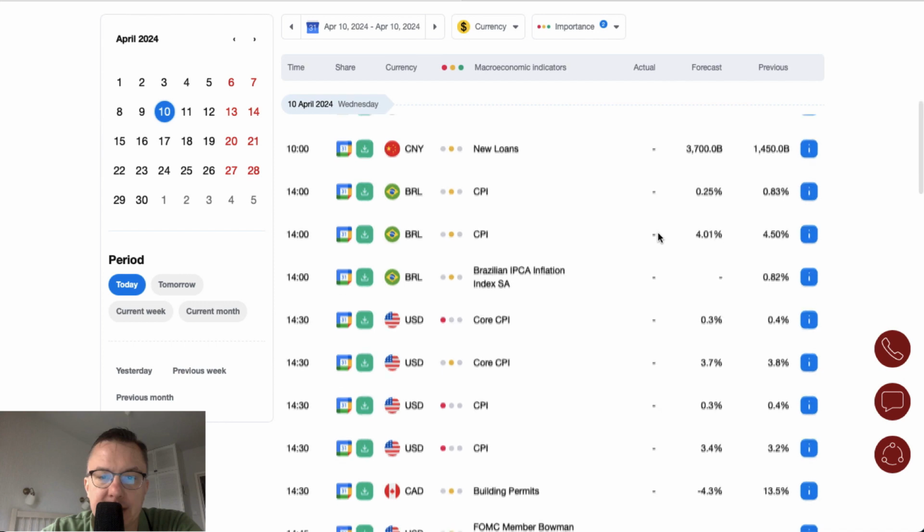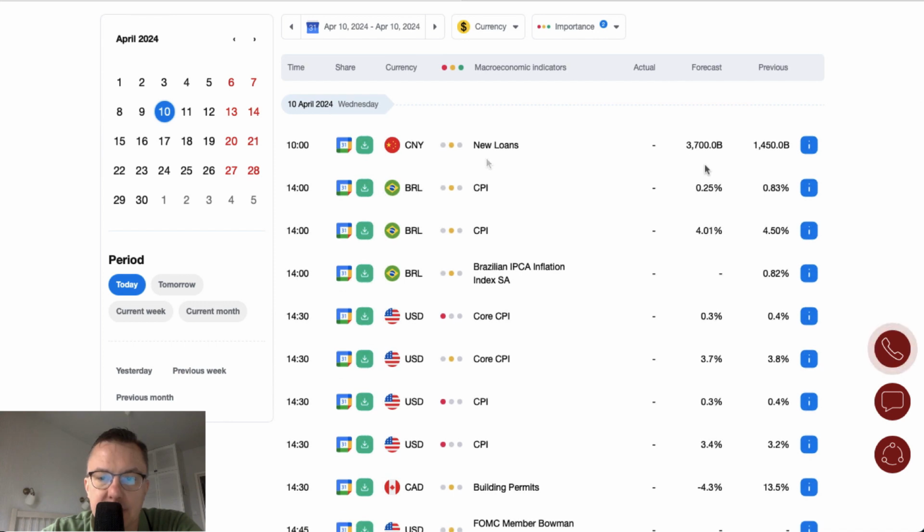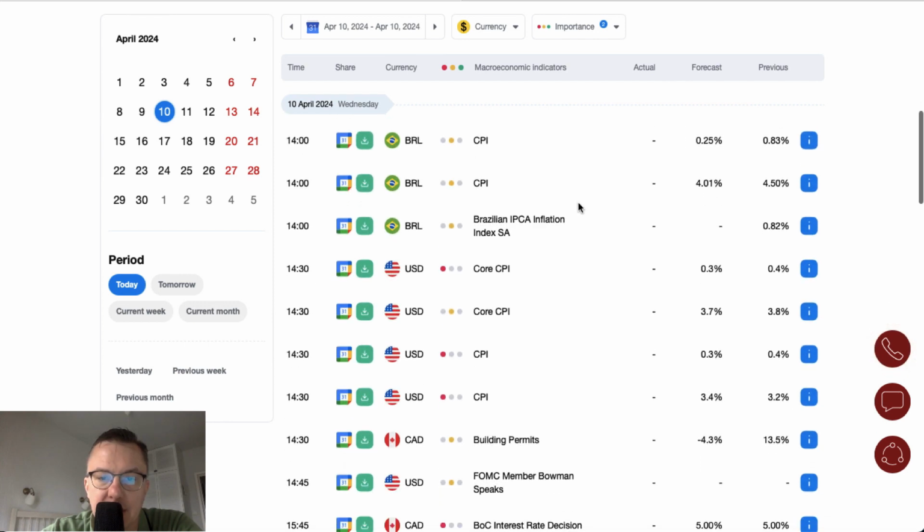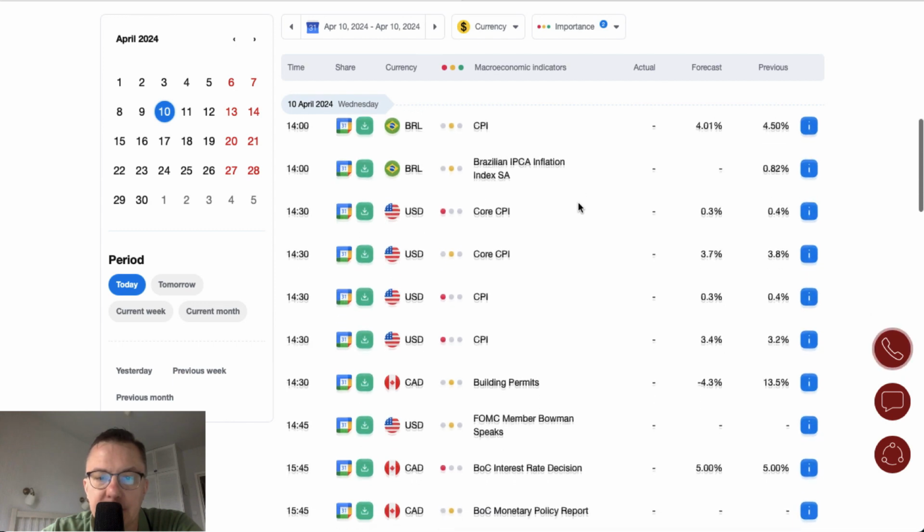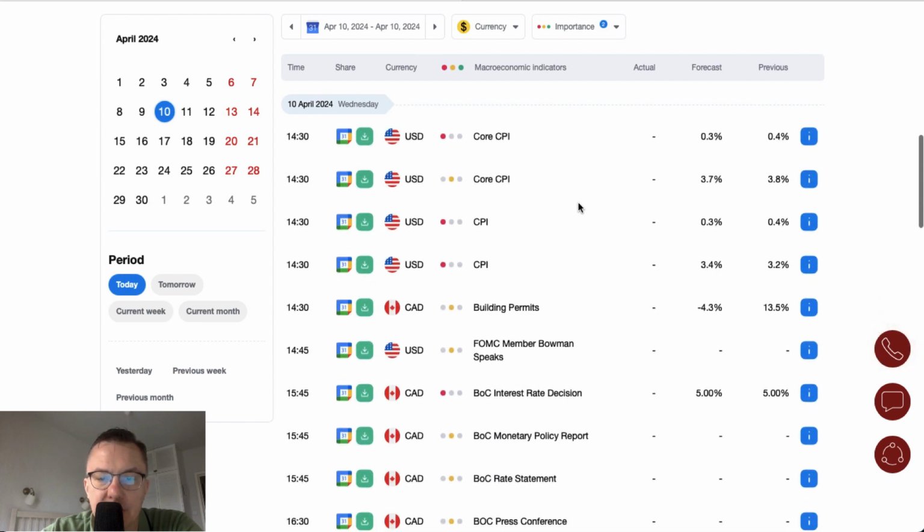And the other data is from China. China new loans data are scheduled for release at 10 o'clock. Then almost nothing is going on during the European session, and we go straight on to the New York session. Core CPI and CPI data are scheduled for release at 2:30.